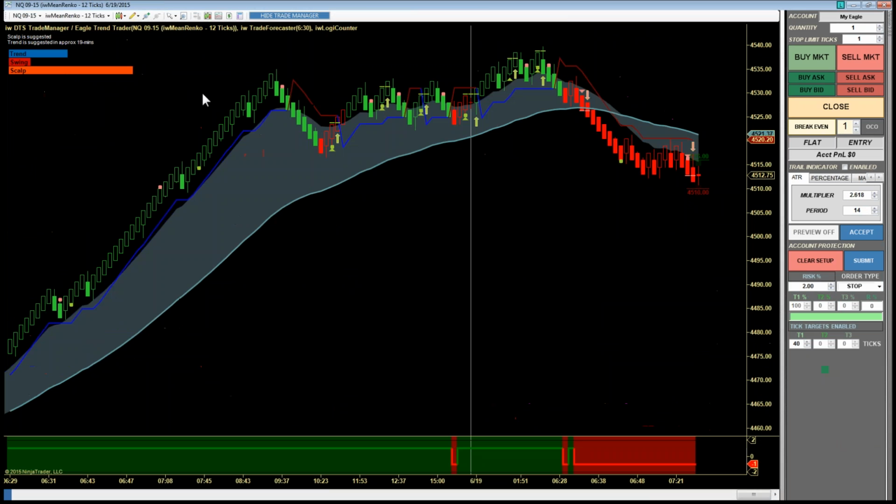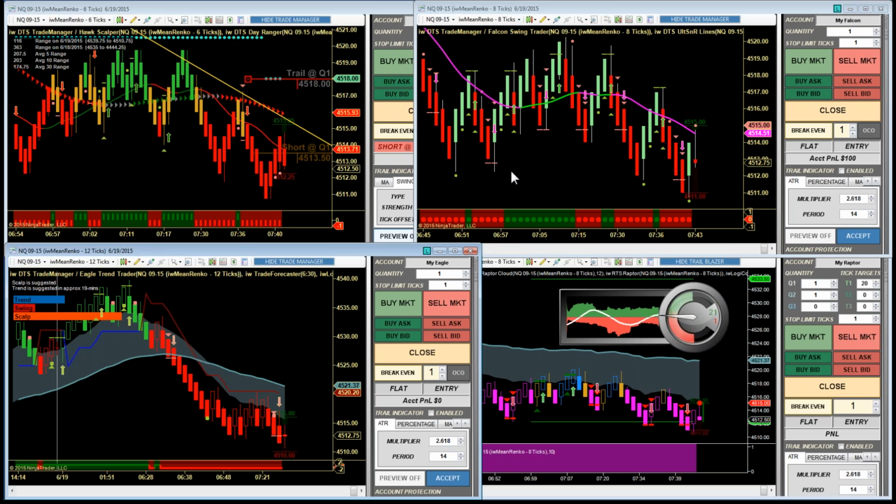No surprise, Trade Forecaster says we're in scalp mode. But it says in about 20 minutes time we're going to move into trend mode. That's interesting.